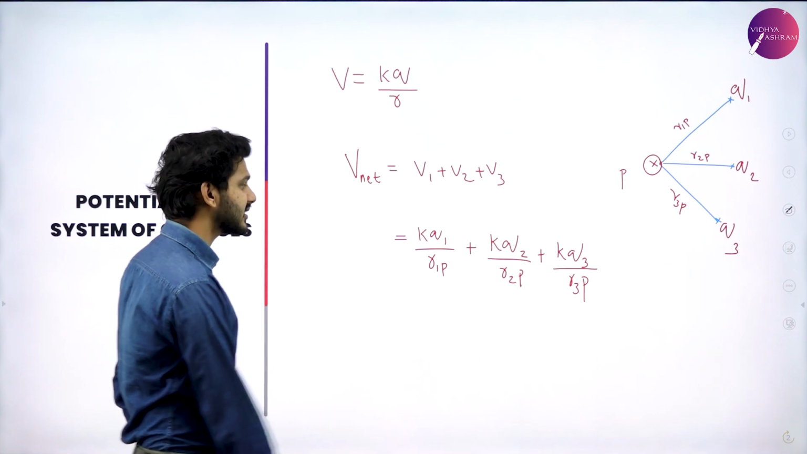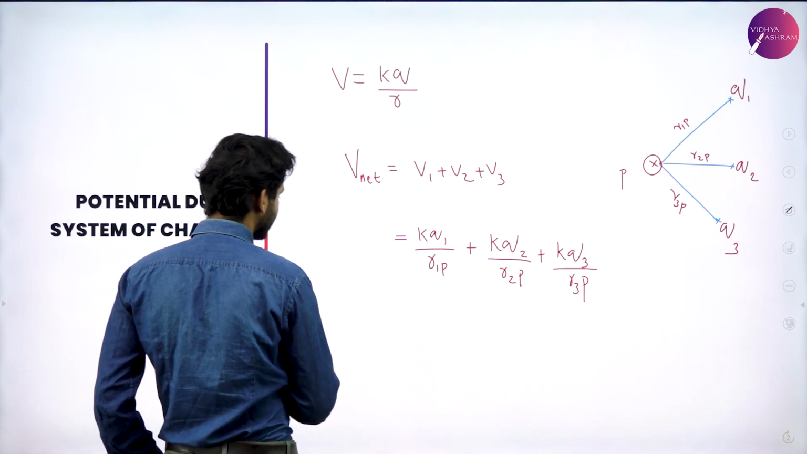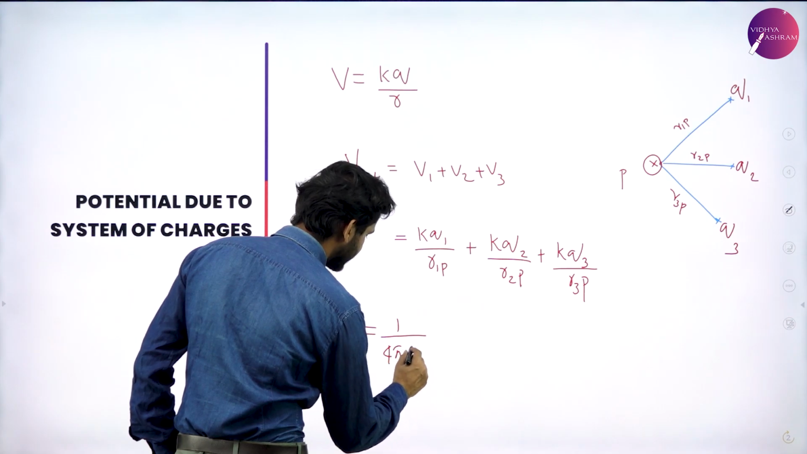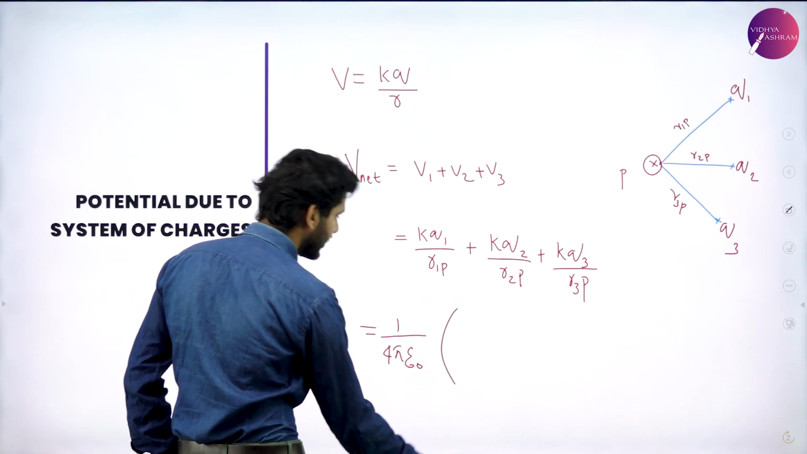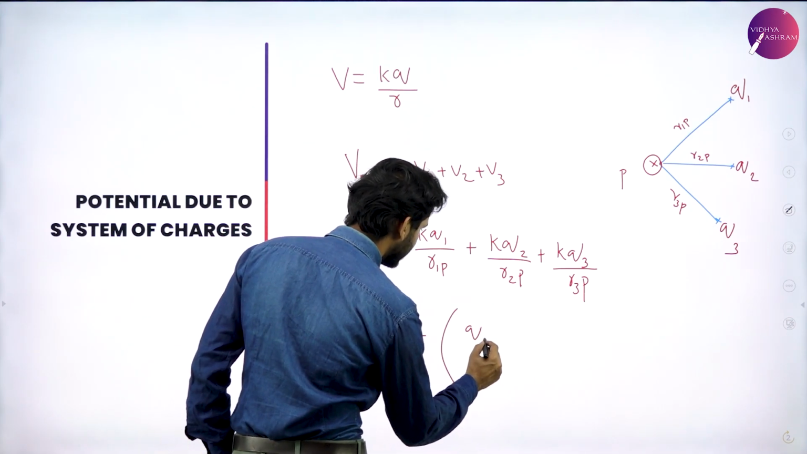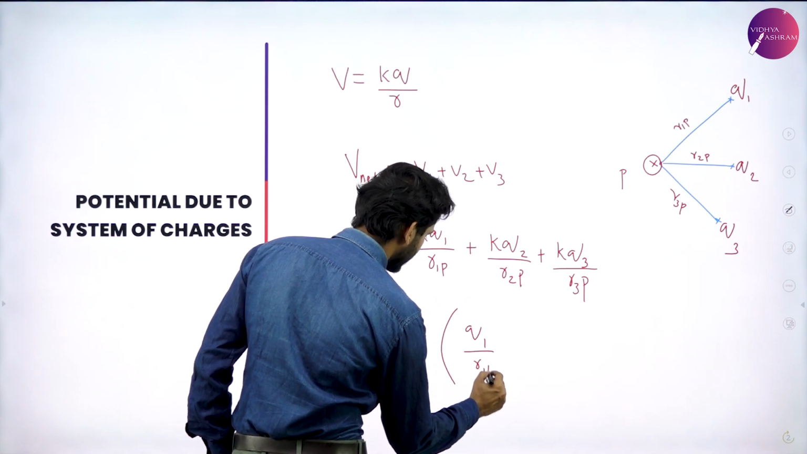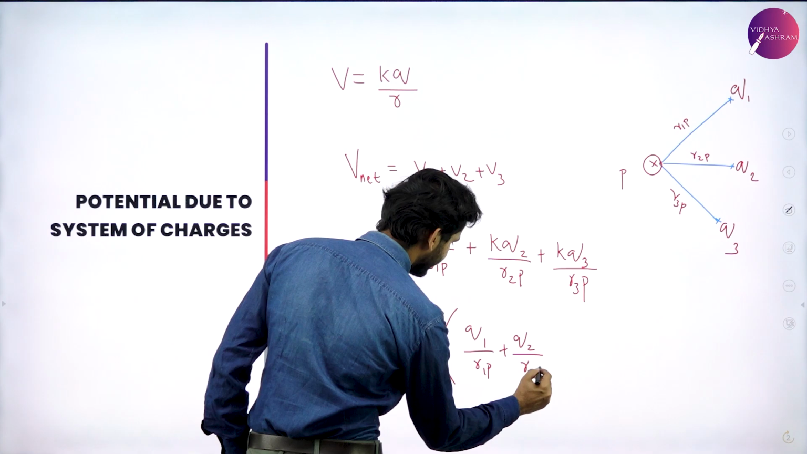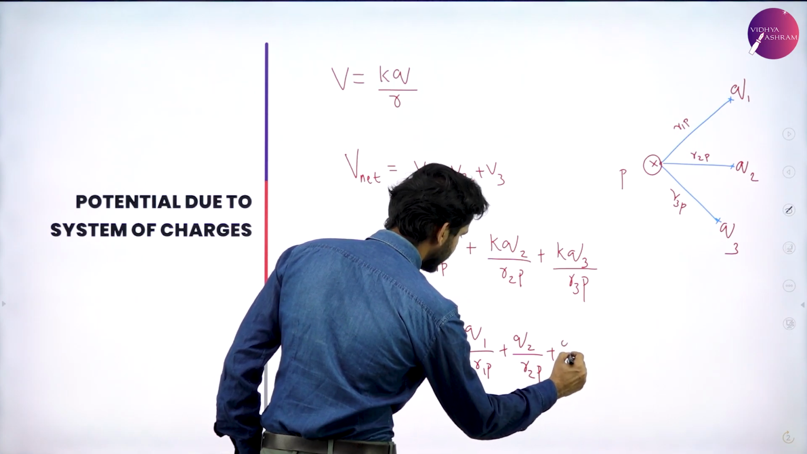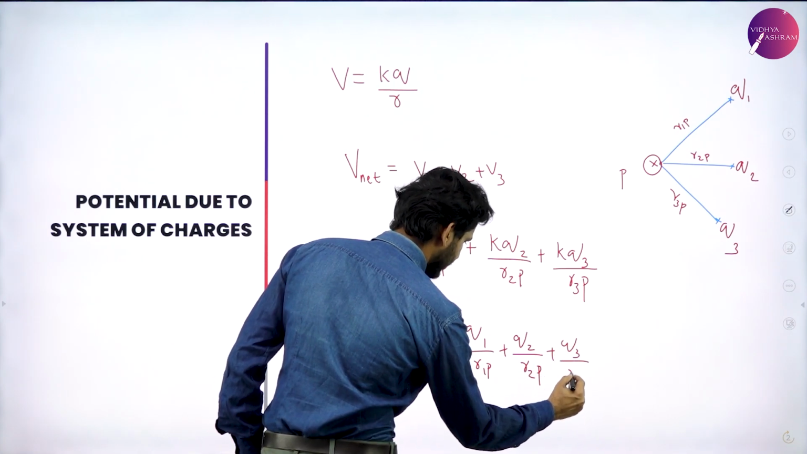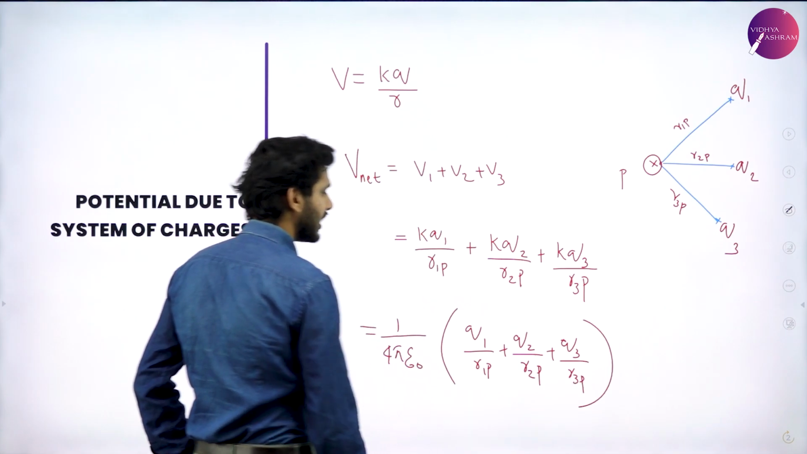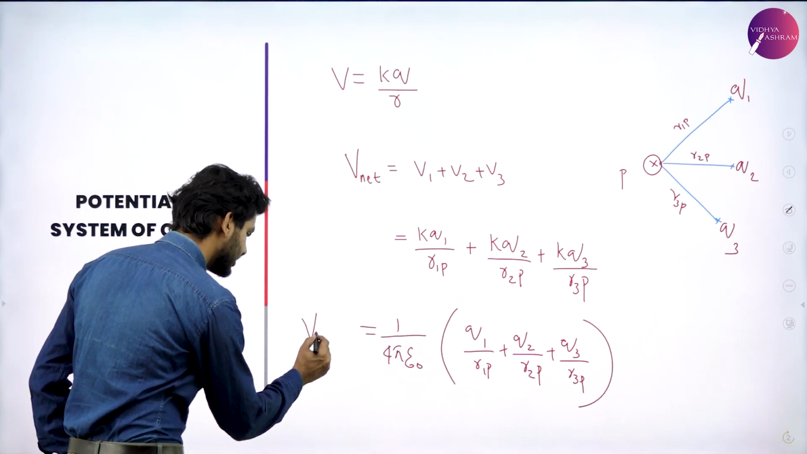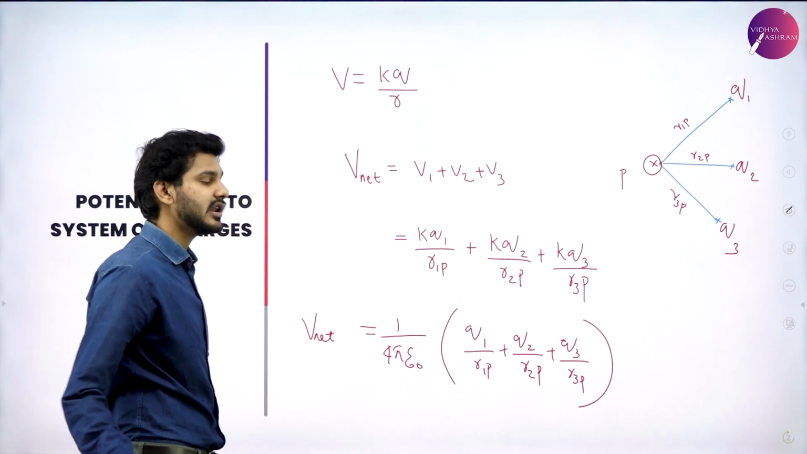So the common factor we'll take outside, that is K. K is nothing but 1 by 4 pi epsilon naught, and the remaining we'll write inside the bracket: Q1 by R1P plus Q2 by R2P plus Q3 by R3P. Like this, the net potential, the total potential, can be found out at a particular point.